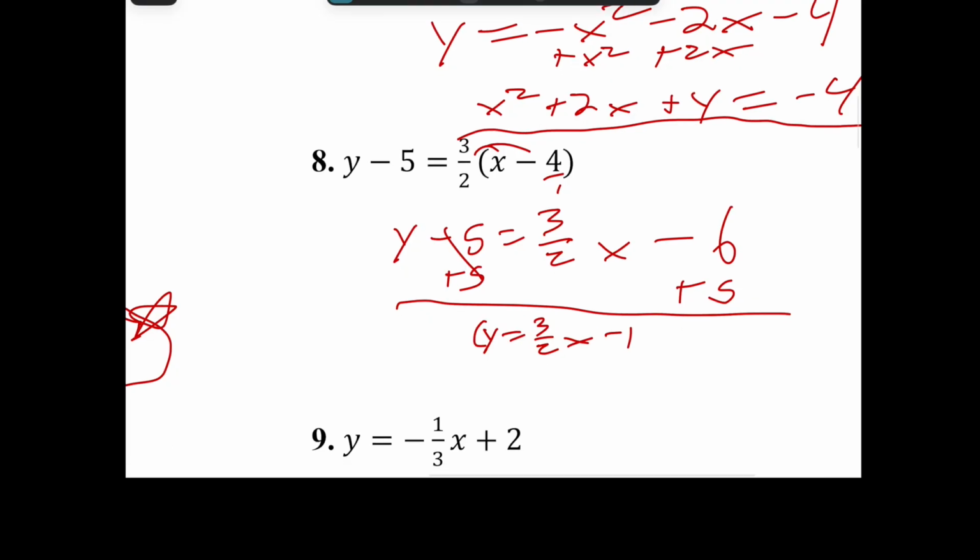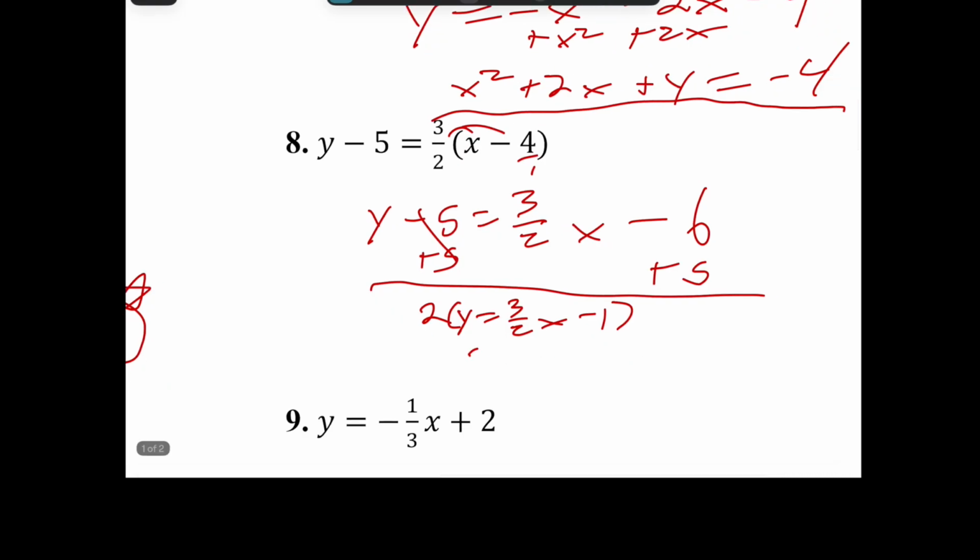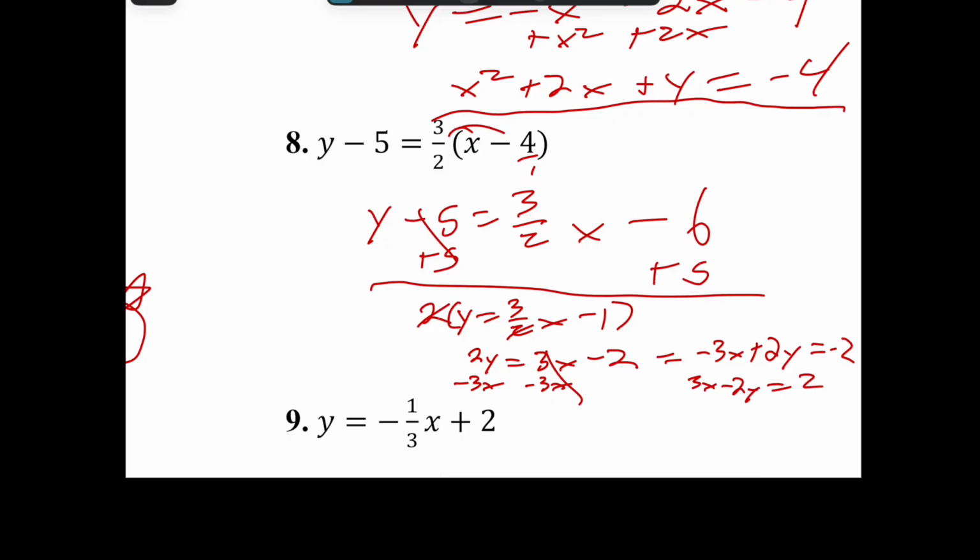Now, if I multiply the entire equation by 2, I'm going to get this. 2y equals, they cancel out, 3x minus 2. What do I mean by cancel out? That right there, okay? Now, once I subtract 3x from both sides, I'm going to get negative 3x plus 2y equals -2. Or 3x minus 2y equals a positive 2.